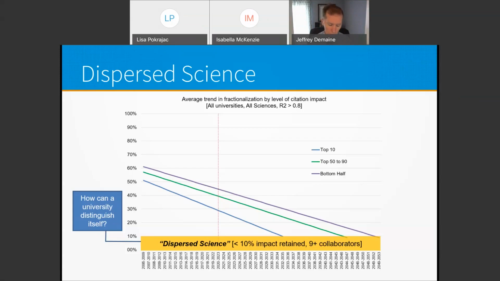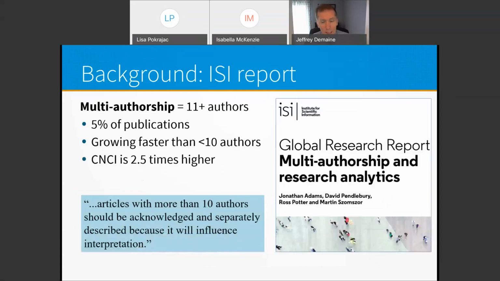And I chose 10% as the area of what I call dispersed science, where the University of Waterloo, or whichever university you want to take, only retains less than 10% of the impact for its best research. That is to say, it has 9 or more collaborators. And so what does it mean for a university in terms of its research strategy, in terms of its priorities, if all of its best papers are also done with 9 or 10 other universities? How does the university distinguish itself?